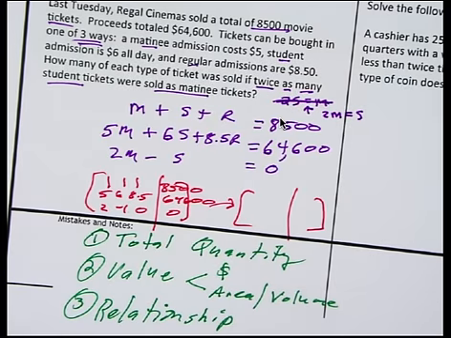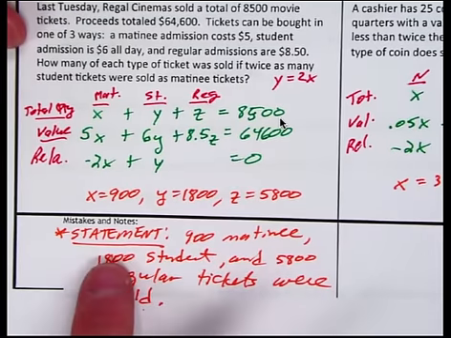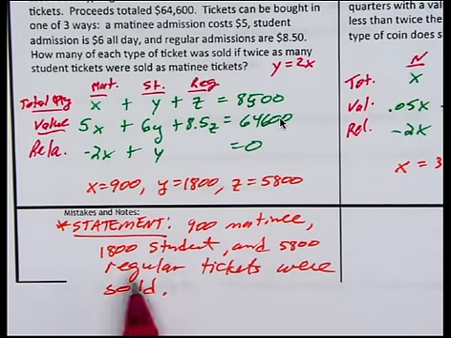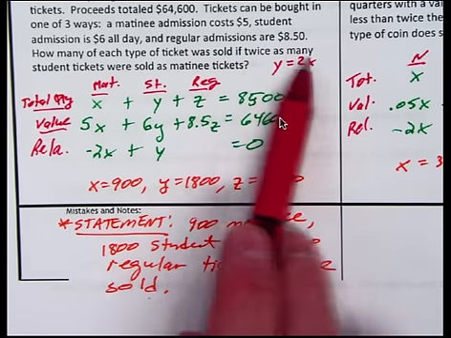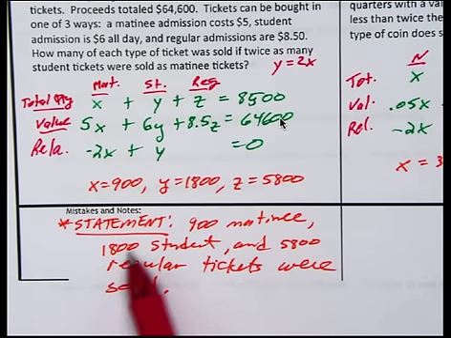And so when you do that, it converts that over to your solution matrix, and then you just simply say, you need some kind of statement: 900 matinee, 1,800 student, and 5,800 regular tickets were sold. If you think about that, up here it says twice as many student tickets were sold as matinee. That's true now, because we had 1,800, so that's twice as many. All right, so that's what we're looking for.